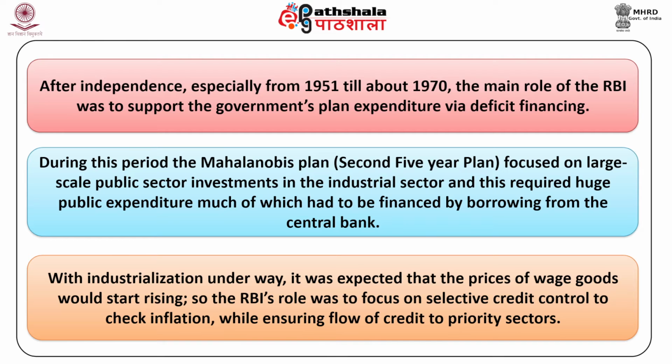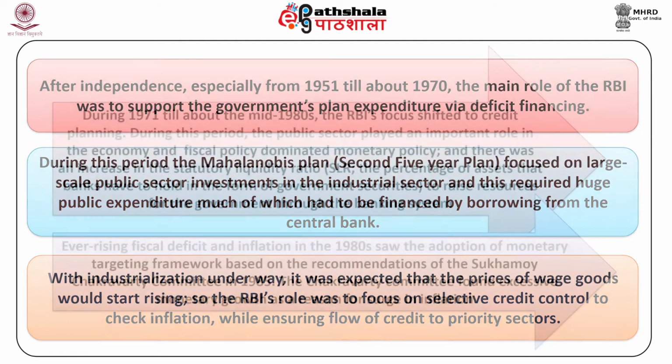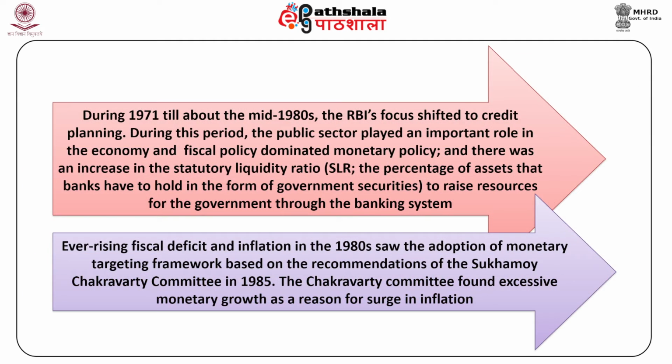So, the RBI's role was to focus on selective credit control to check inflation, while ensuring flow of credit to the priority sectors. The bank rate, that is the rate at which the commercial banks borrow from RBI, was raised frequently during this period. During 1971 till about the mid-1980s, RBI's focus shifted to credit planning.